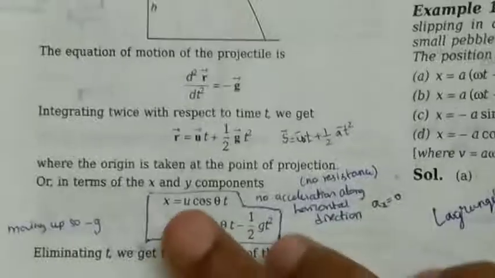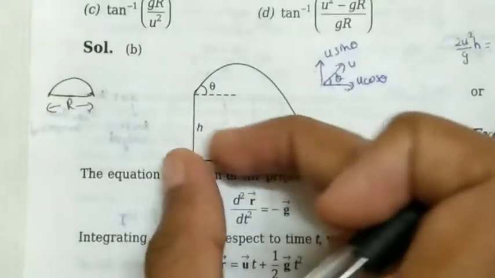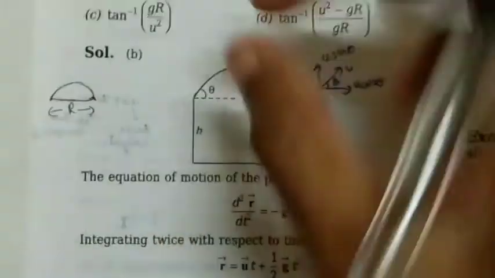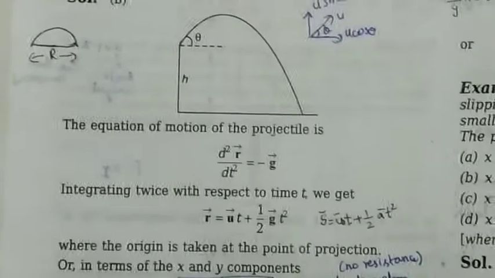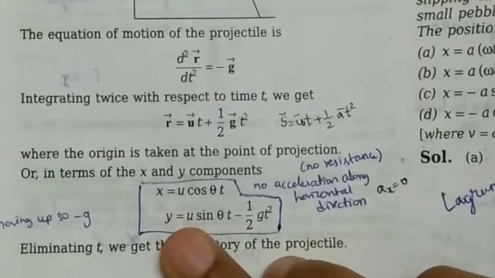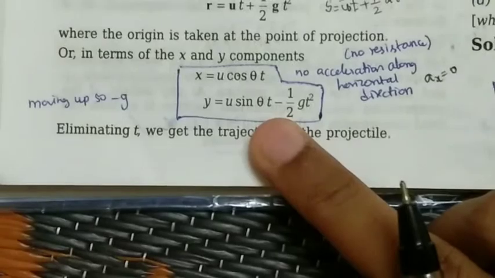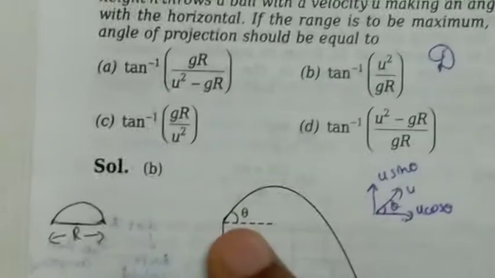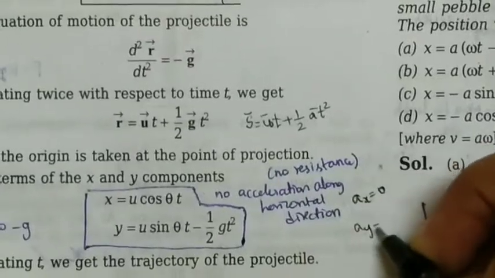Now if we consider the vertical direction, the displacement is y. This is the displacement from here to here; this is the range, and any displacement along it is x. Along the y direction, everything comes under displacement in the y direction. In the vertical direction, the velocity is u sin theta. So y is u sin theta t plus half a t square. In the vertical direction, the acceleration is minus g. So ay is minus g in this case.